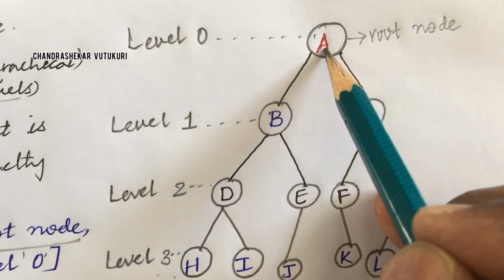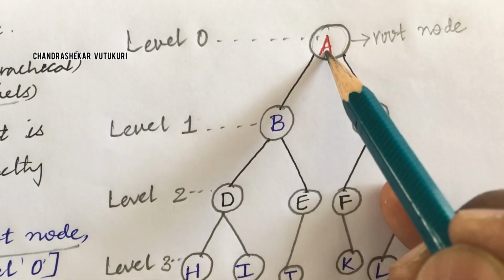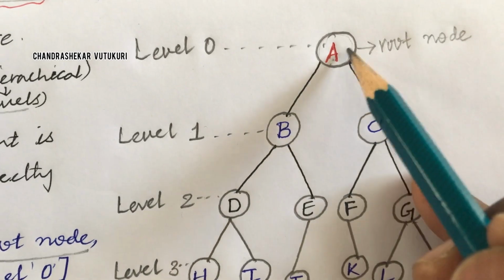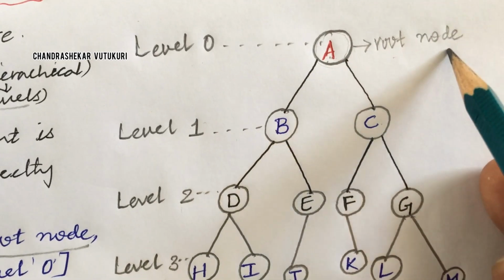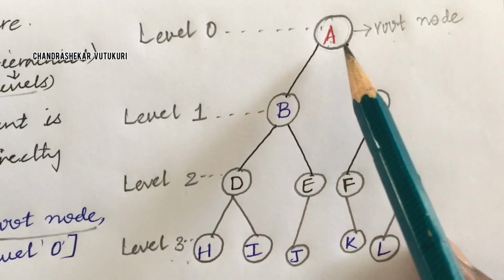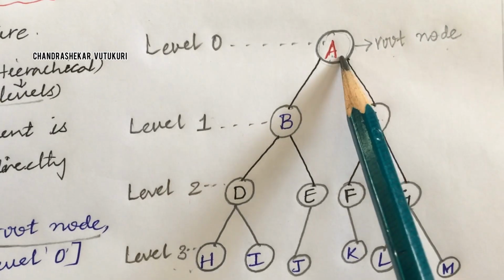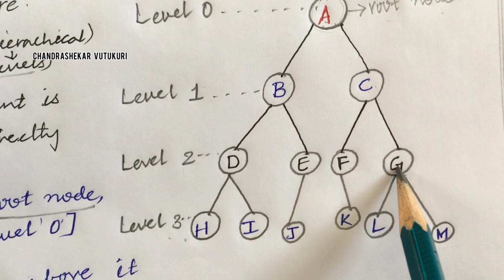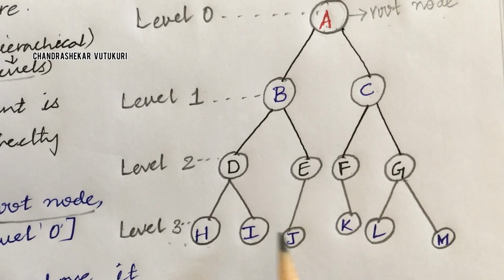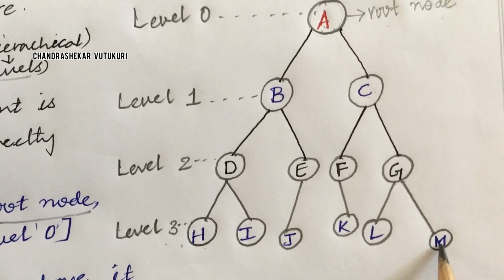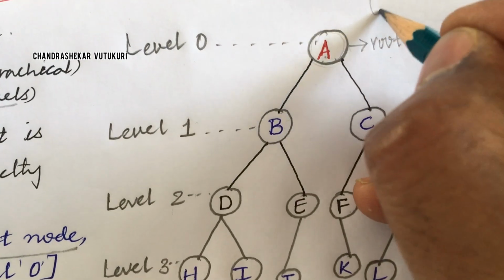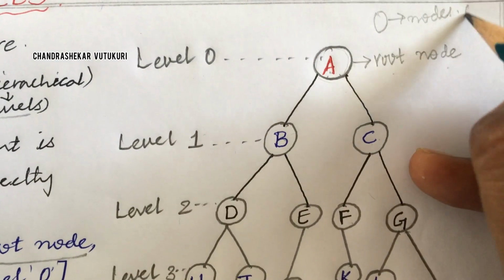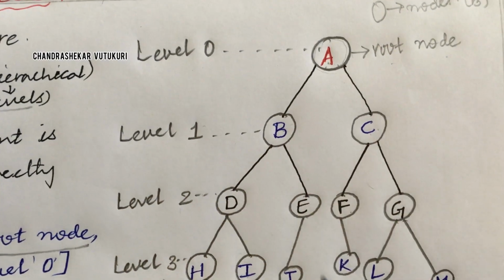This is a node. As it is the topmost level of the tree, this is called the root node. How many nodes are there in this tree? Let's count. 1, 2, 3, 4, 5, 6, 7, 8, 9, 10, 11, 12, 13. The ones in circles are the nodes, dear students. There are 13 nodes in this given tree.